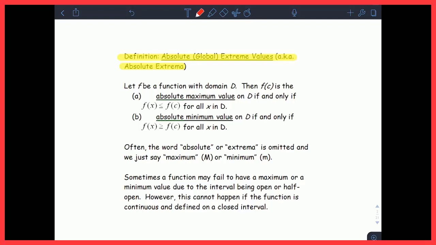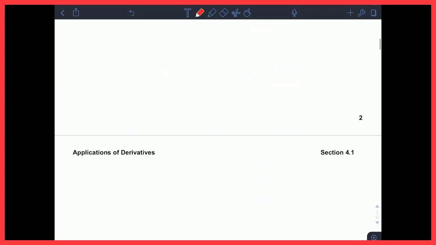So an absolute maximum or an absolute minimum are essentially the highest points in a function. We often omit the word absolute and just refer to them as maximums or minimums. Sometimes if an interval is half open or completely open, you may not have a min or a max. But if it's closed and the function's continuous, you're guaranteed a max and a min. This is known as the extreme value theorem.